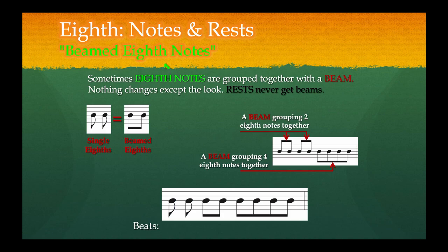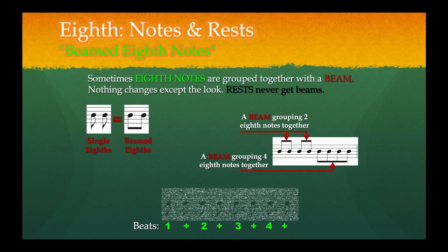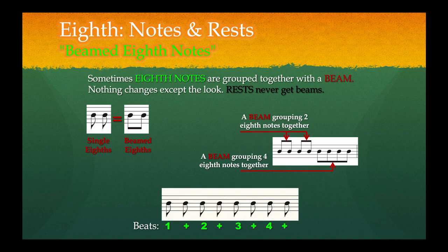We would start with 1 and for our 2 single eighth notes. Then our 2 beamed eighth notes have the same counting starting on the next beat, 2 and. Finally, our 4 beamed together eighth notes would be 3 and 4 and. But no matter how we connect them together, they're all the same as if they were single eighth notes.